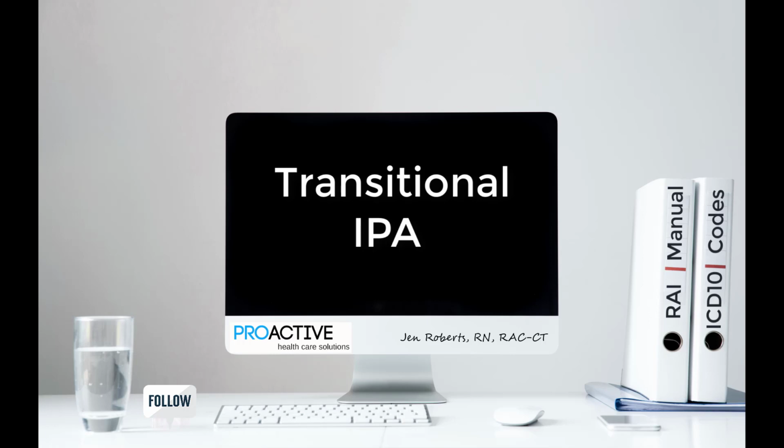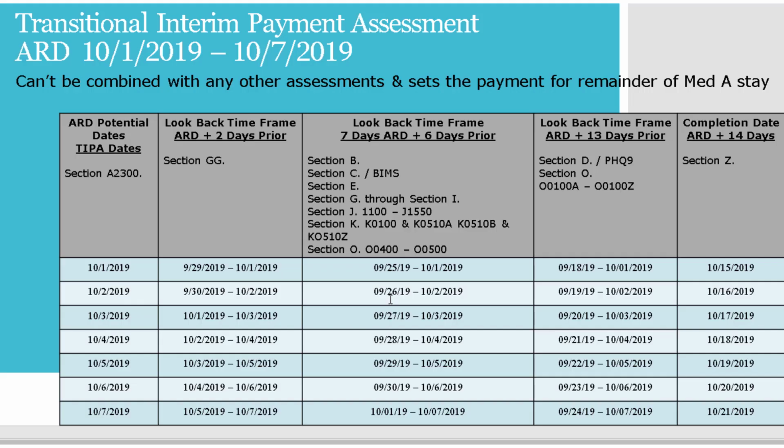The patient-driven payment model is quickly approaching and several of the ARD look-back timeframes have opened. Effective October 1st, all residents who are in your building who are being skilled under Medicare Part A will be required to have a Transitional IPA assessment. The Transitional IPA cannot be combined with any other assessments.